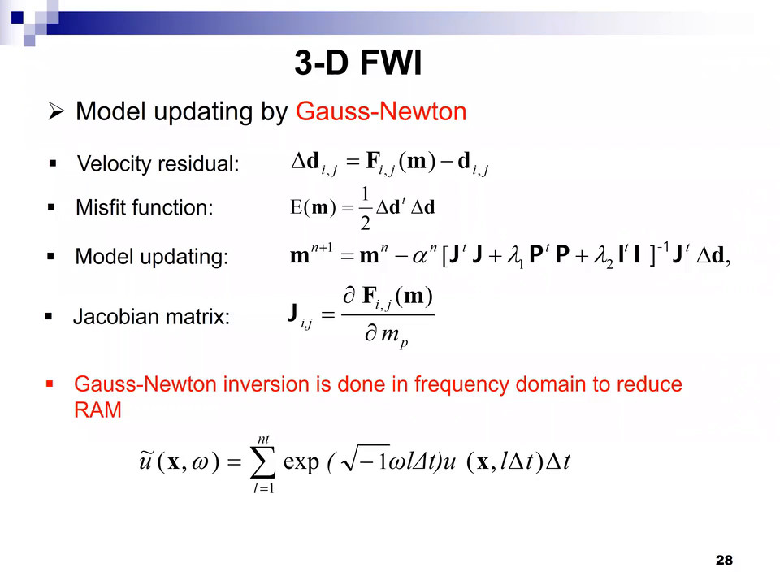So we have to do it in the frequency domain. Instead of storing 1,000 time steps, we only store it for a few frequencies. So we do inversion for 3 frequencies at a time. We calculate everything in time domain, but store in frequency domain and do inversion in frequency domain. So it's kind of a hybrid time and frequency domain here. So we can reduce the required RAM a lot. Instead of 1,000 time steps, we do only 3 frequencies, so significantly decreasing the required memory.